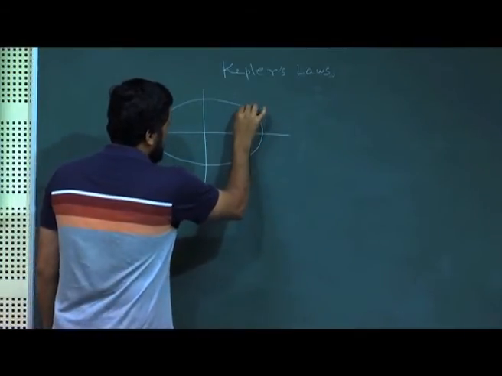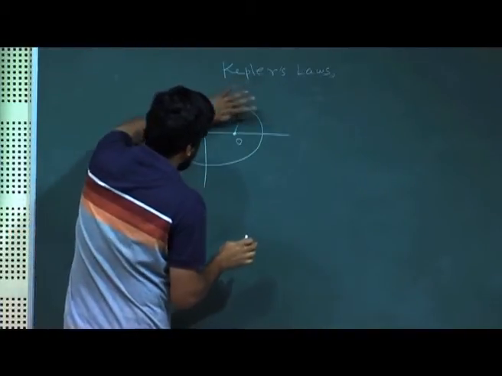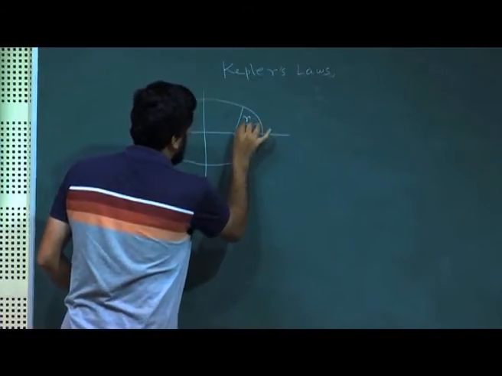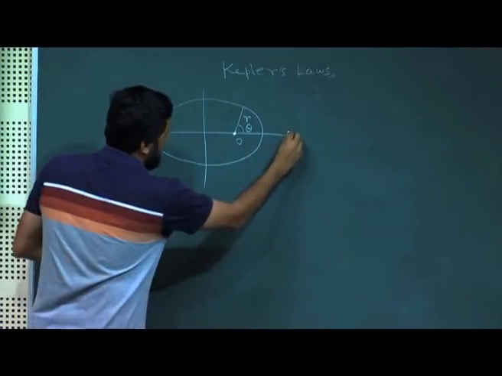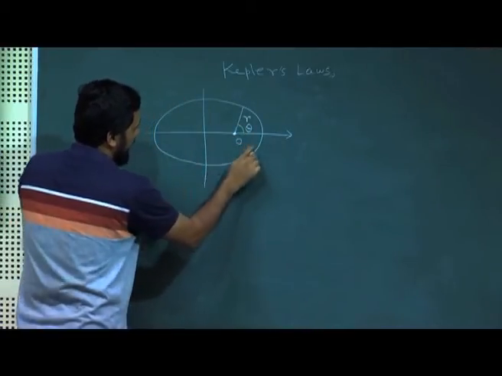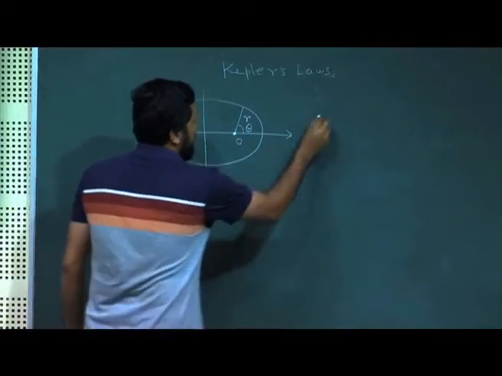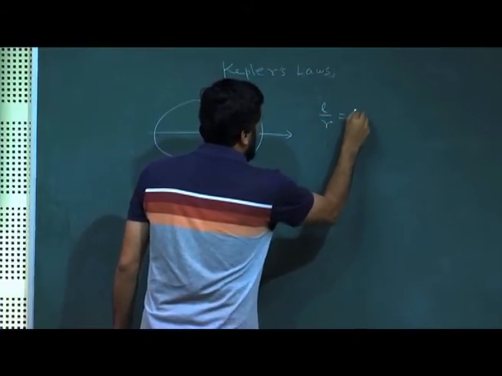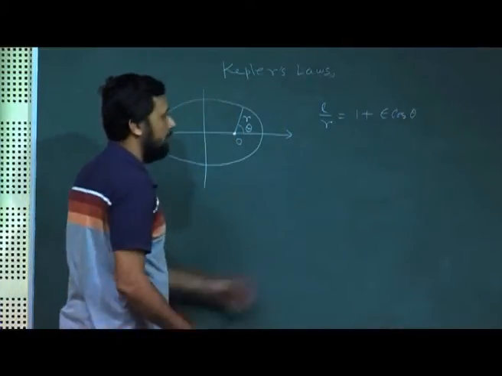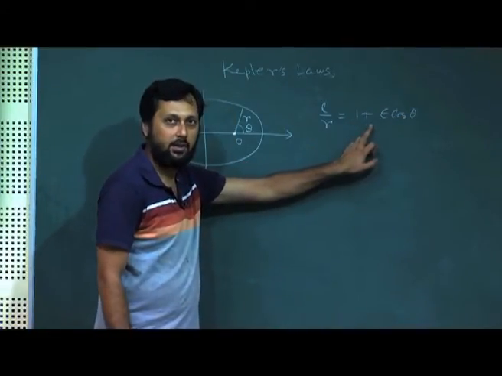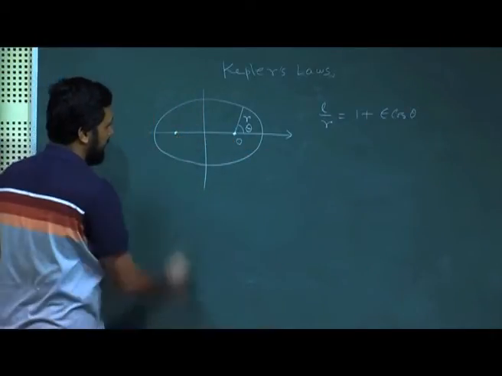The location of any point is given in terms of r and theta. Theta is the angle made between this particular axis and the radial vector. So the equation is L by r equal to 1 plus epsilon cos theta, and it could also be 1 minus epsilon cos theta, because we can just shift the origin from this focus to this focus. We have discussed it already.